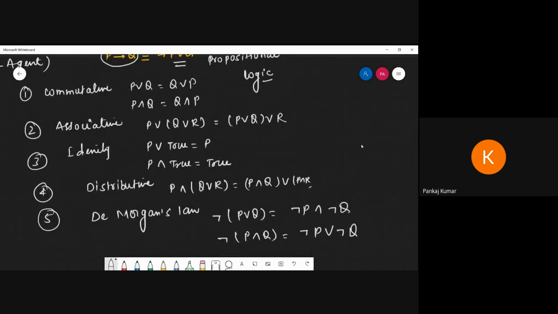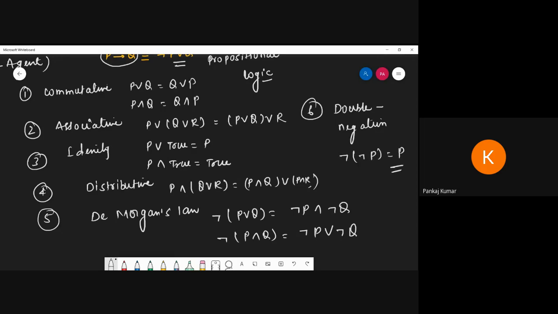So the sixth property, we are going to use it, so that's why it's very important. Double negation. These things are very difficult to teach on the PPT. So double negation means this one is equal to P. So these are the things of propositional logic.